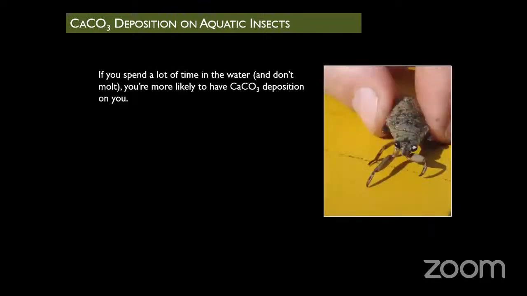It leads to kind of another thing, right? So if you spend a lot of time in the water and you don't molt, an important aspect of the biology there, you're more likely to have calcium carbonate deposits on you. This is problematic, right? Because if you're a visual predator and you get a big clump of calcium carbonate growing on your eye, presumably that's going to have a negative impact on your predation skills.